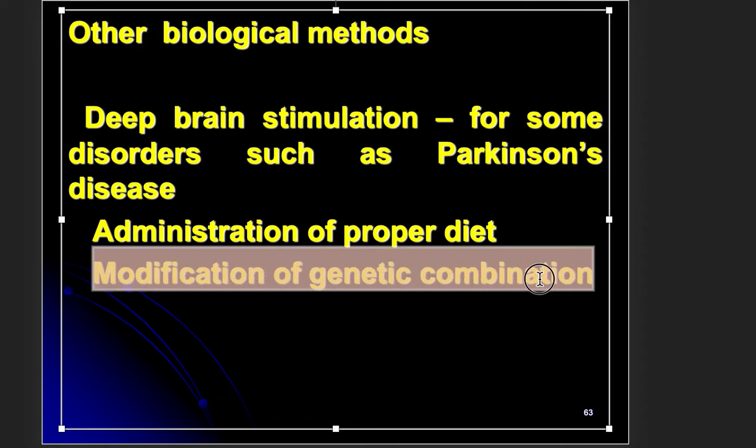So another is the modification of genetic combination. These are new things. What is this? A person has genes, right? Our genes are made up of DNA, those codings. DNA is long, with millions of codes. That's why DNA testing takes a long time, because the result takes time to come out. It undergoes laboratory analysis to see what the codes are.